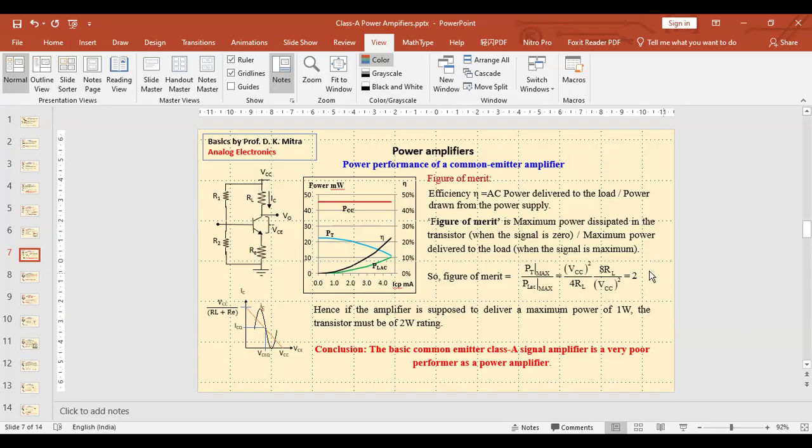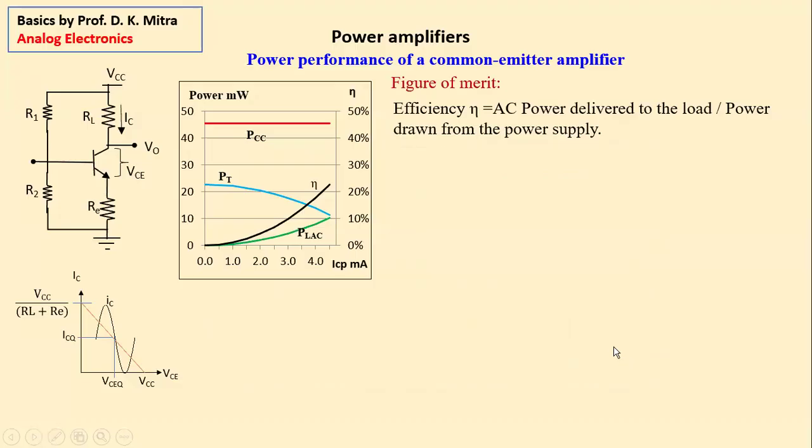You can see on your screen the last page of our last lesson where we were discussing the performance of a common emitter signal amplifier as a power amplifier. And the conclusion was that these signal amplifiers are very poor as power amplifiers because their maximum efficiency is only 25%, right?